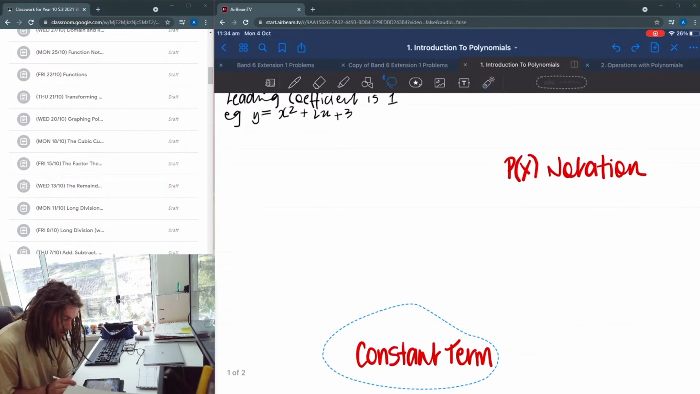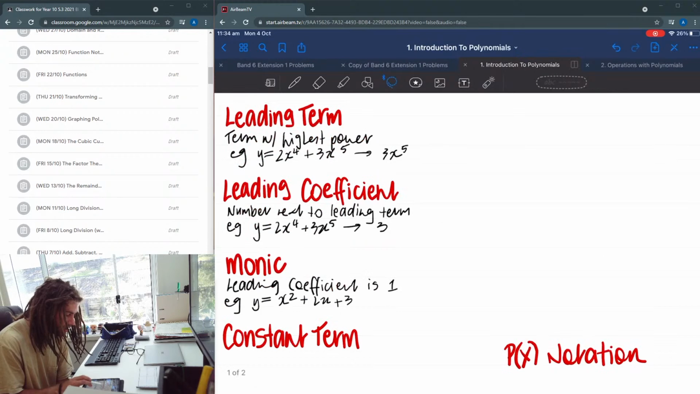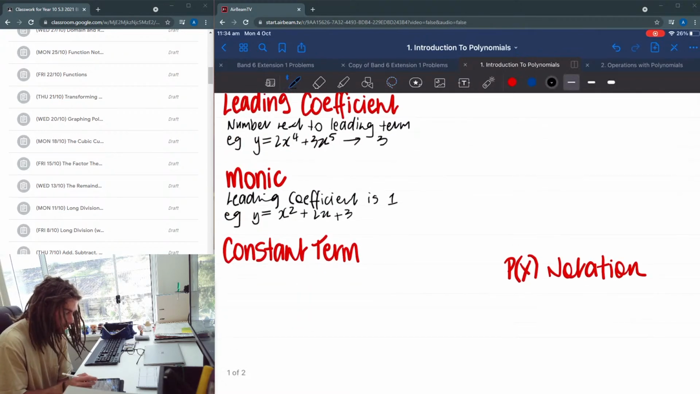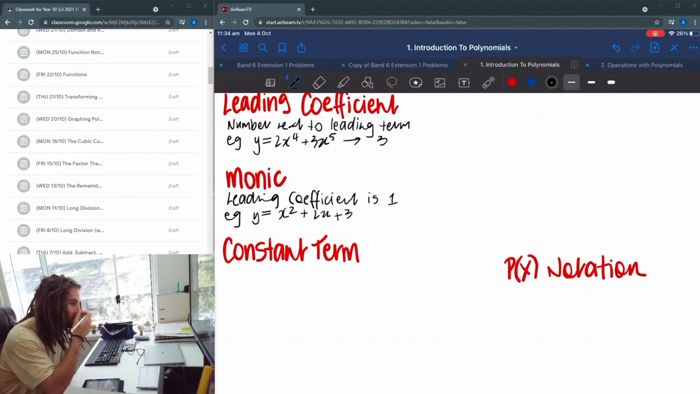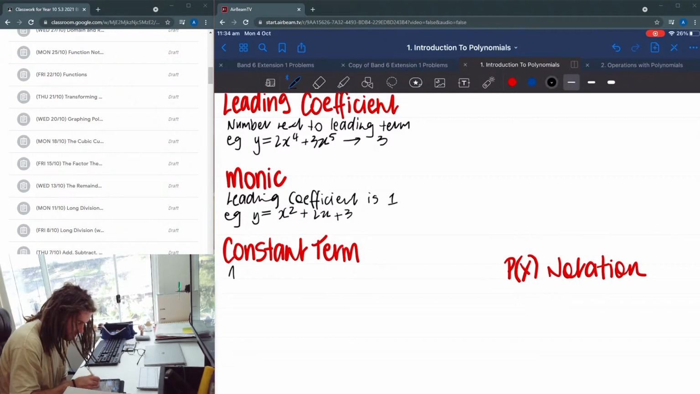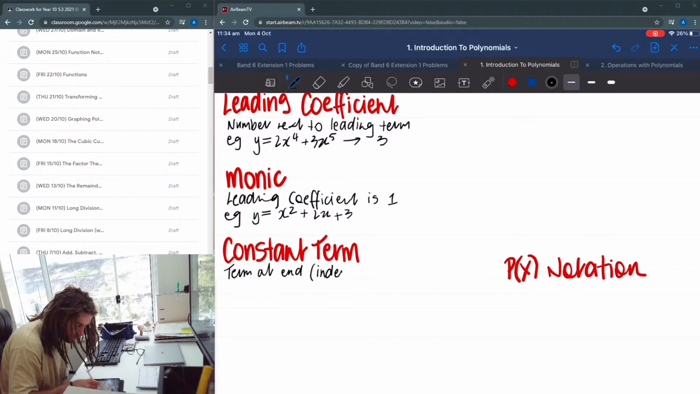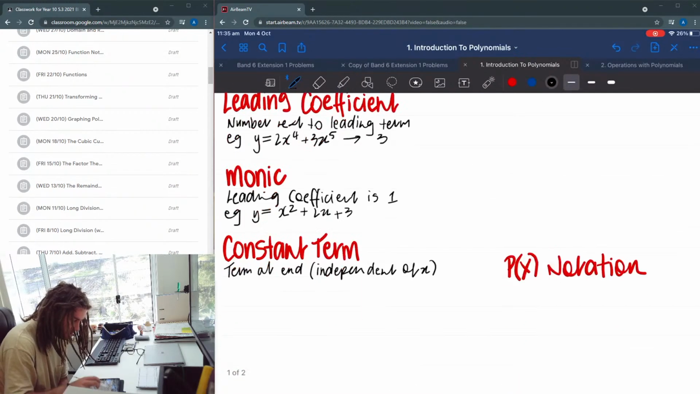Okay, the constant term. So the constant term is just the thing that's on the end. What's the proper definition? Oh, it literally says term at the end. Let's go with that. There's another way of saying it: it's independent of x, which means that, let me just do an example.